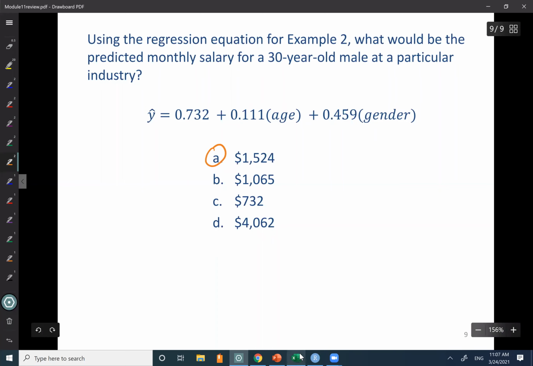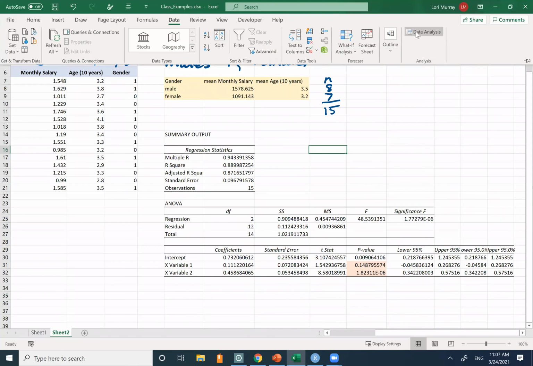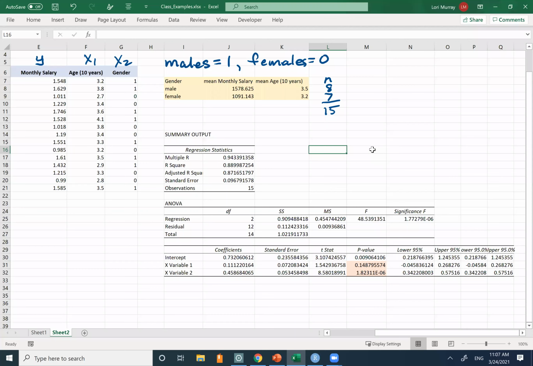Yeah, good. So try out some of these examples. Don't forget to get the add-in, the data analysis. That way, when you click on data, you'll see this word data analysis. You need that to get this summary output.